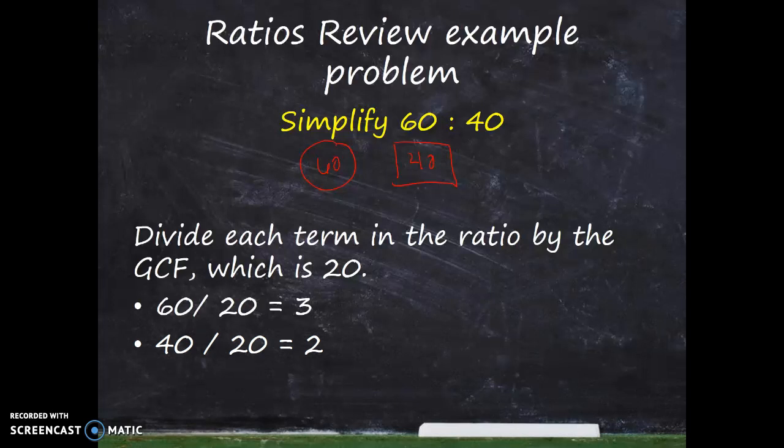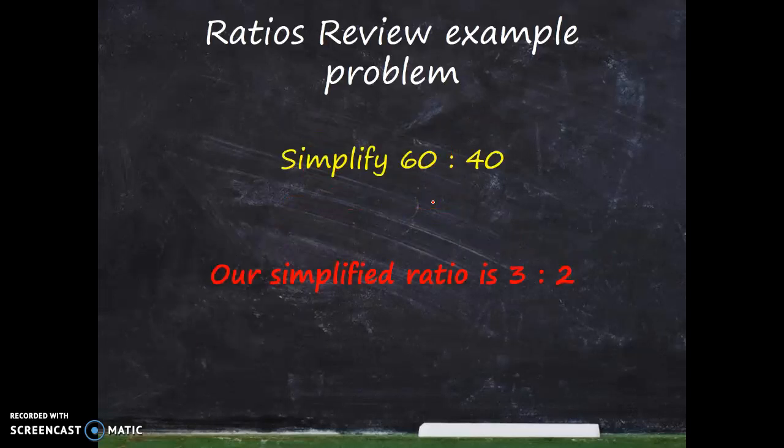So what we have done by dividing by 20 is regrouped whatever the things are that we have 60 and 40 of into units of 20. And over here we have 3 units of 20. And over here we have 2 units of 20. So our simplified ratio is 3 to 2.